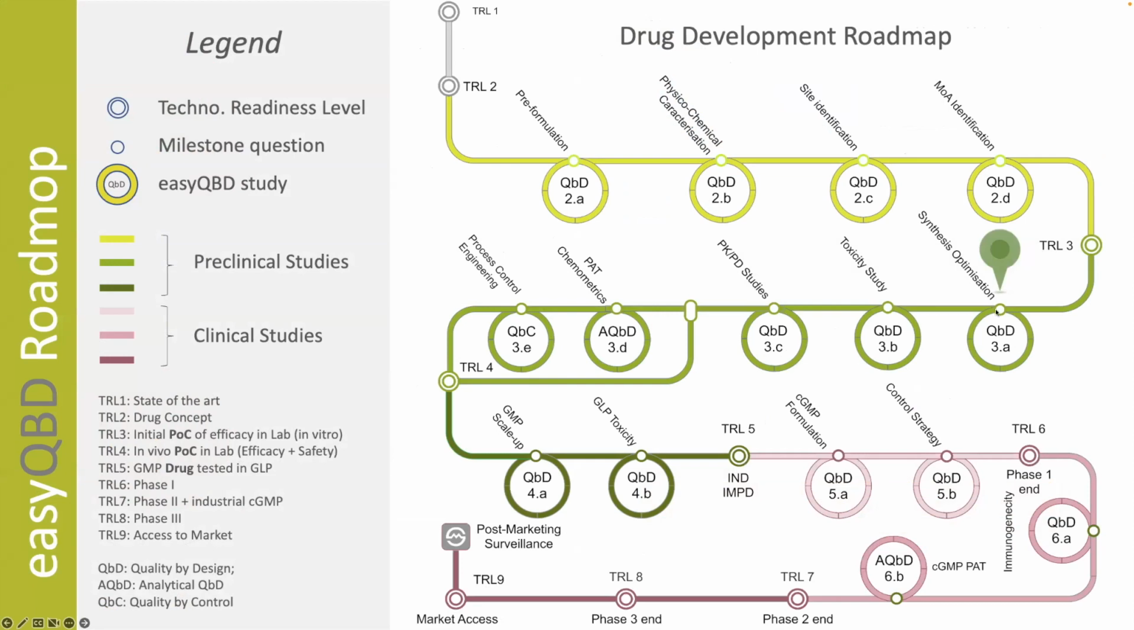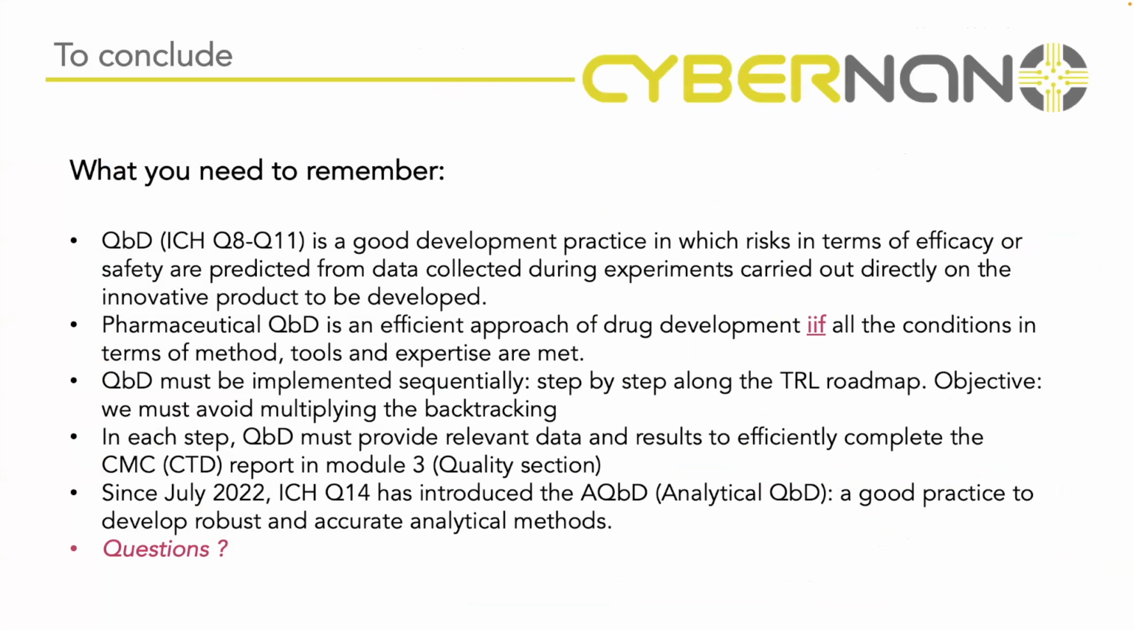After the analysis, we know we have the design space, and we can go to the next step of development. So this is the principle of what we have developed. Now, what are the different items we have to remember? Quality by design is now a good development practice in which we try to estimate the risk in terms of efficacy and safety requirements, predicted from data collected during experiments that could be in vitro experiments or in vivo experiments, directly applied on the product to be developed.